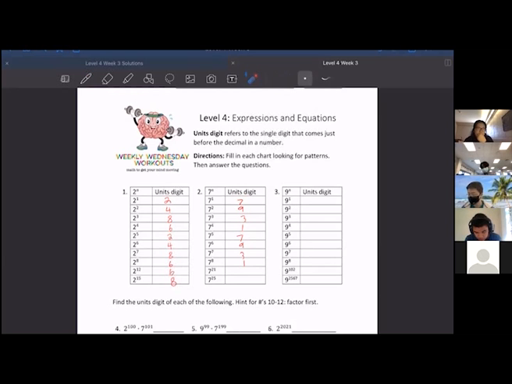So if we wanted to calculate the units digit for 7 to the 21st, what we would do is see the remainder when we divide by 4. So 21 is not a multiple of 4, so we know that the units digit won't be 1, and it'll be something else. So can you tell me what the remainder will be if we divide 21 by 4?